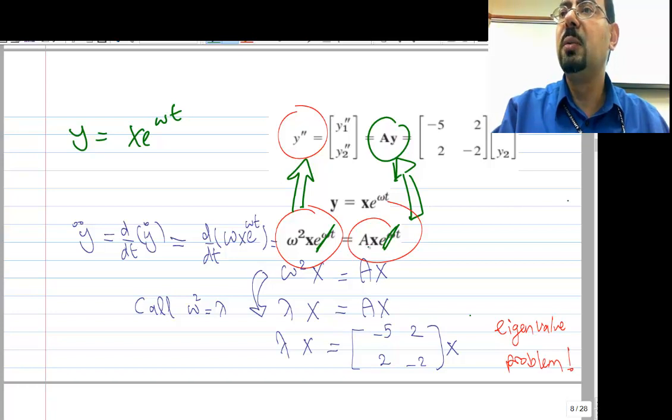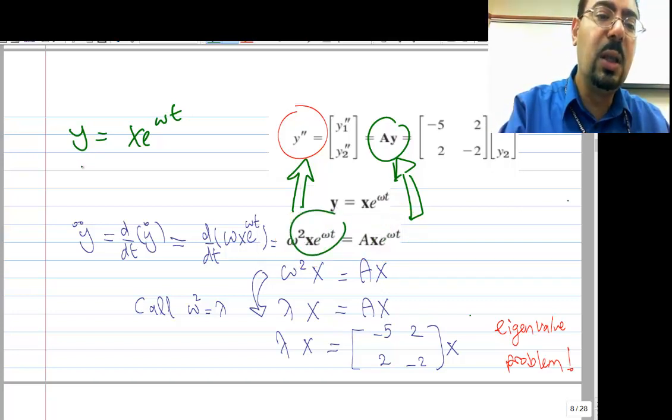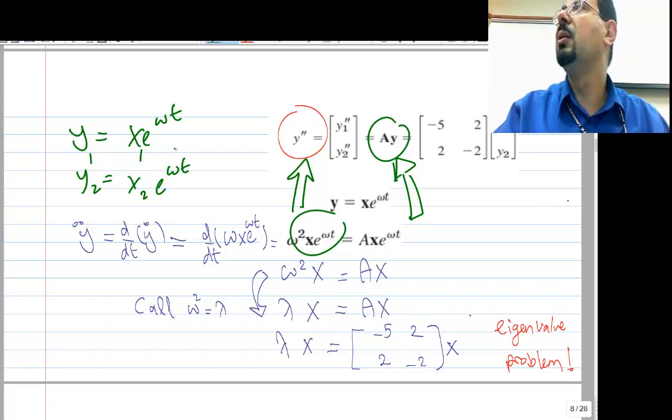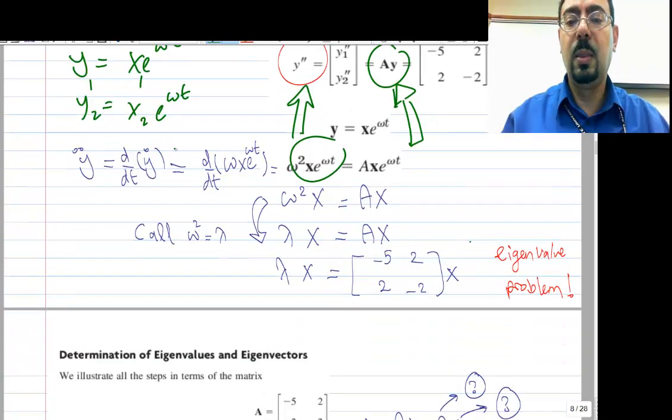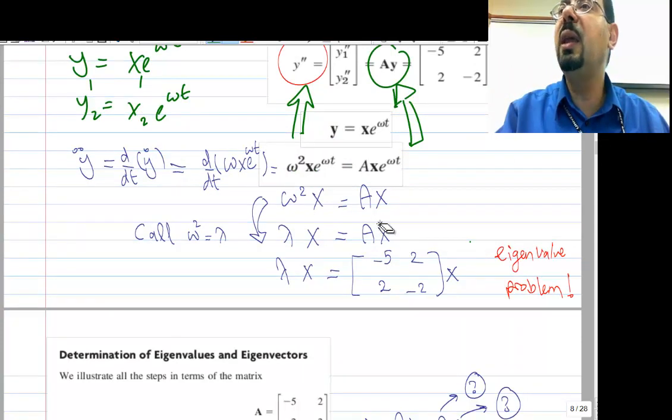My question: why didn't I cancel x and x? Because it's a vector. This is basic. When I say y, this is y1 and y2, and we are saying x1 and x2. So that's why we didn't cancel. We end up with a scalar omega squared multiplied by vector x equal to A multiplied by x.